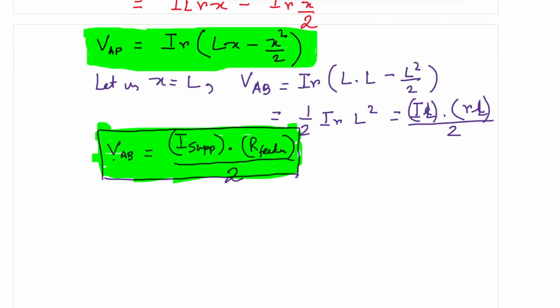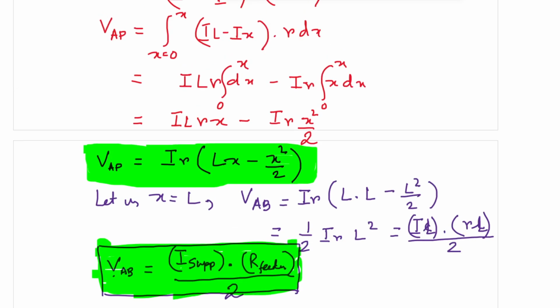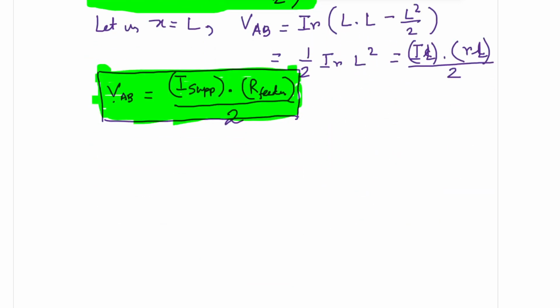Now, what will be the power loss then? So, power loss can be evaluated as P. So what is the formula? It will be I square into R. Power is I square into R. So that is what we are going to evaluate.